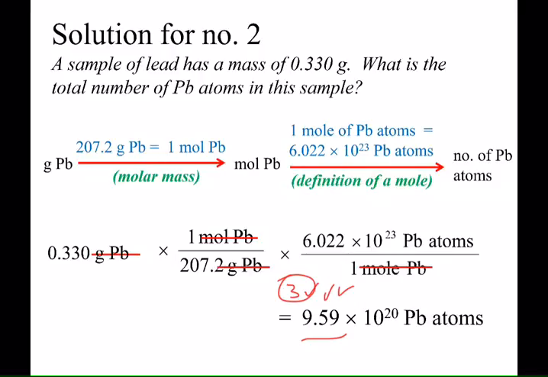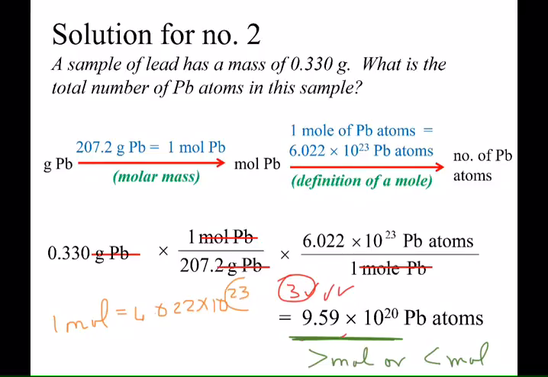Here's a question for you. If you have this number of lead atoms, is this greater than a mole or less than a mole? Right, it's less than a mole because a mole is 6.022 times 10 to the 23rd, okay? And this is times 10 to the 20th, so it is actually less than a mole.